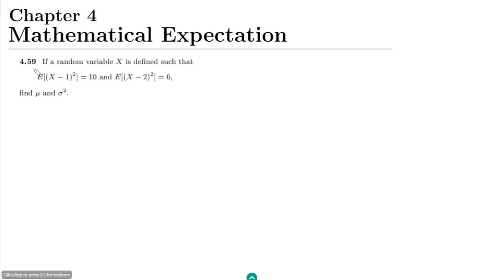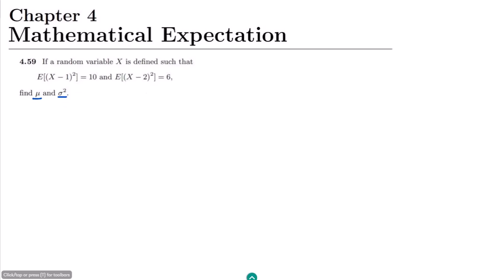So this is question 4.59, and the statement of this question is, if a random variable X is defined such that E[(X-1)^2] is equal to 10 and E[(X-2)^2] is equal to 6, find mu and sigma square. Where mu is basically the mean and sigma square is the variance.